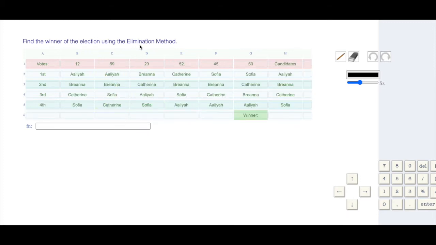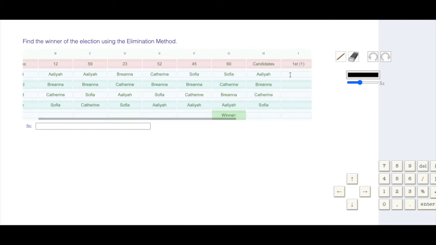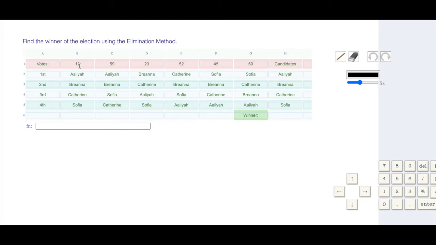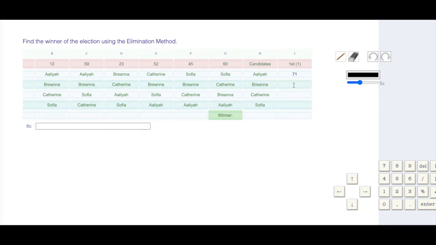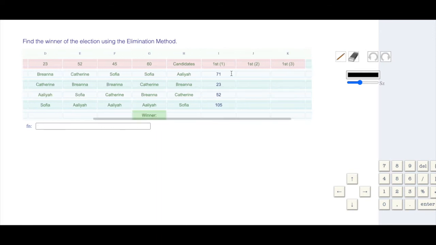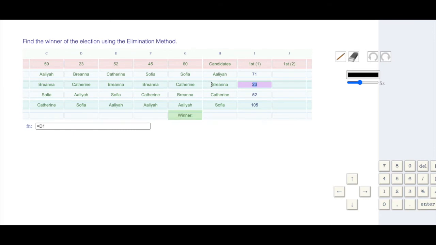Here's another example of the elimination method. We are going to look at Aaliyah, how many first choice votes she has. She has 12 here and 59 there. Brianna has 23 here. Catherine has 52. Sophia has 45 plus 60, which is 105. And the person with the lowest first choice votes loses theirs to the next person in line after them.